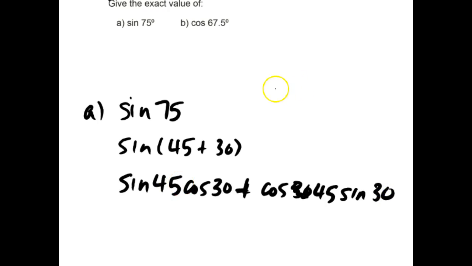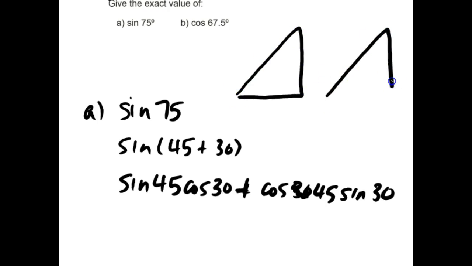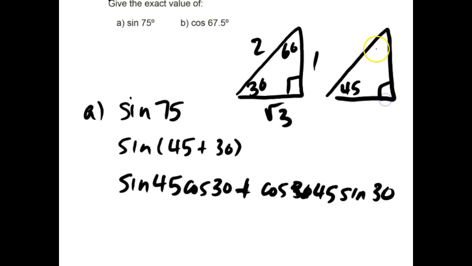Now, if we look at the two triangles we're going to need, here's my two right triangles. If I have 30, 60, and 90, I have 1, 2, root 3. And if that's 45, 90, and 45, 1, 1, and root 2. Sine of 45 is opposite over hypotenuse.